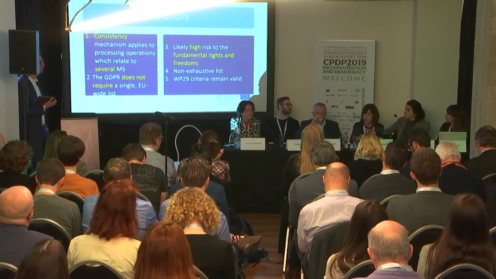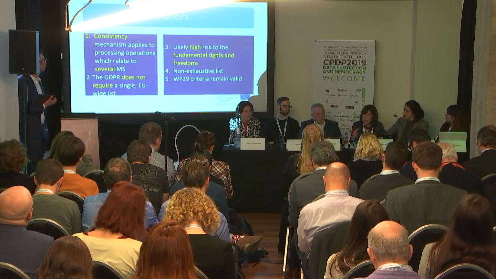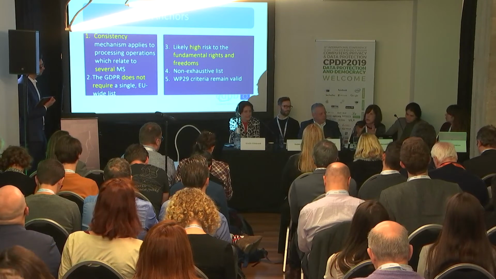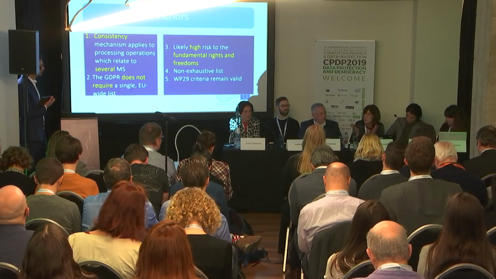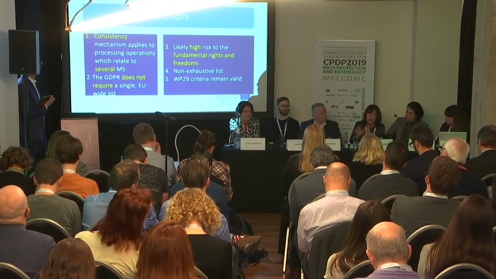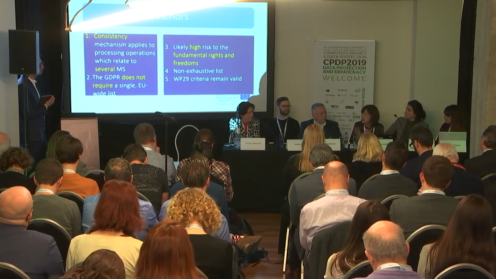And the fourth anchor is that the lists cannot be exhaustive. Why? Because the risk is dynamic, it evolves over time. The GDPR asks the controllers to assess the risks. The GDPR itself includes some criteria, some cases, of what could constitute a high risk, but this is only an indicative picture and not the whole picture.